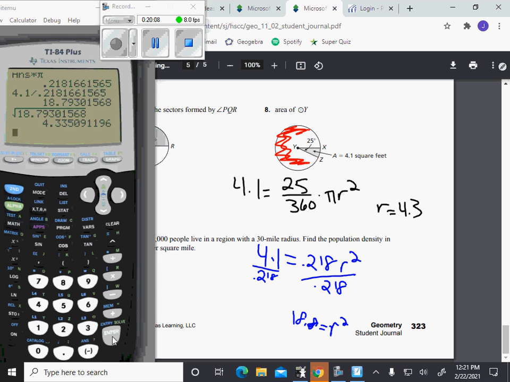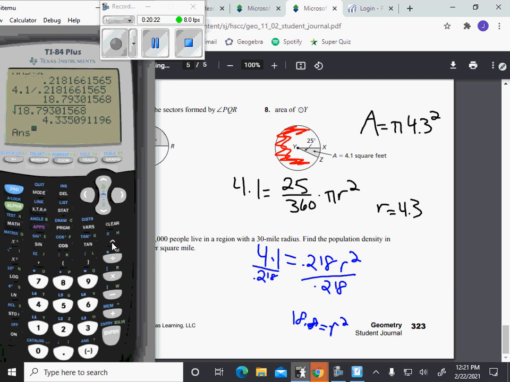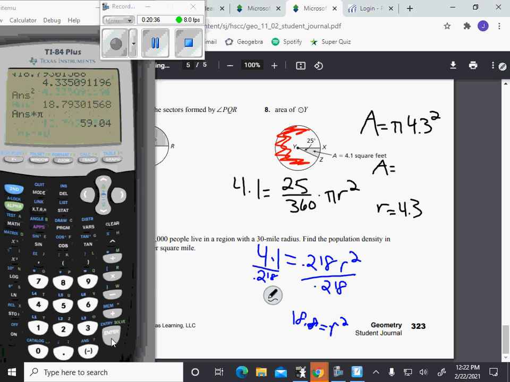Now we have to find the area of that entire circle. Well, A is equal to pi times 4.3 squared. So take this number, actually just square it. Should get 18.79, yep. And then multiply it by pi. You get 59.04. And it's feet squared. Okay, make sure we're labeling our work.